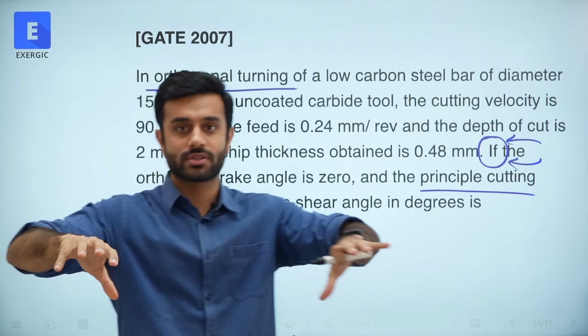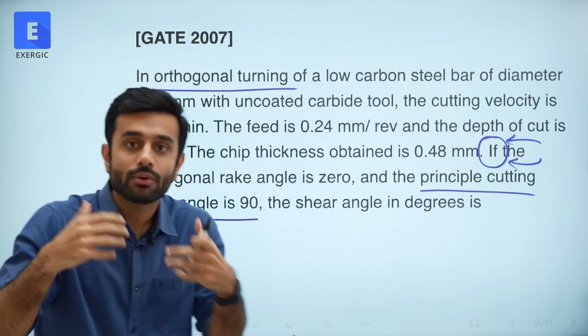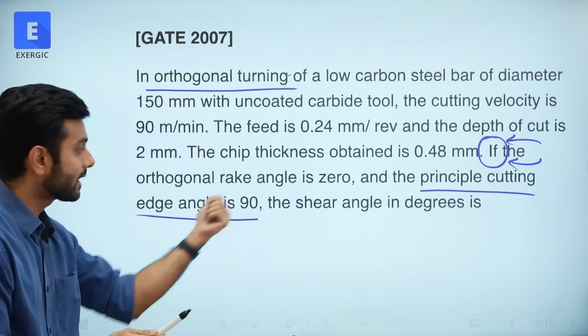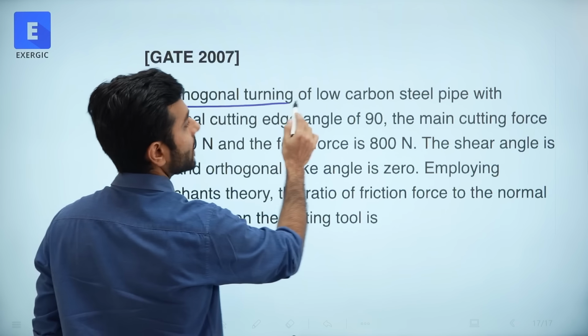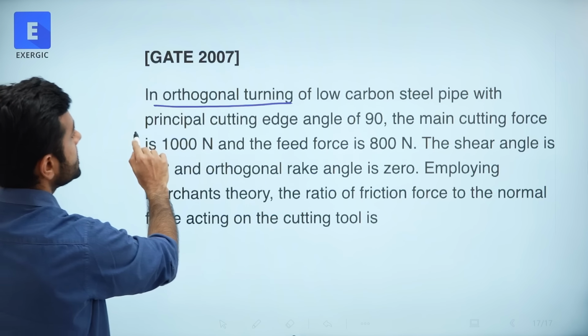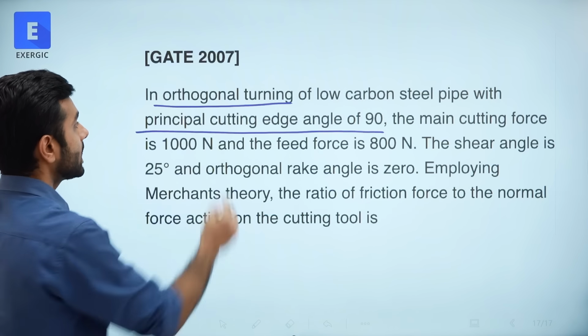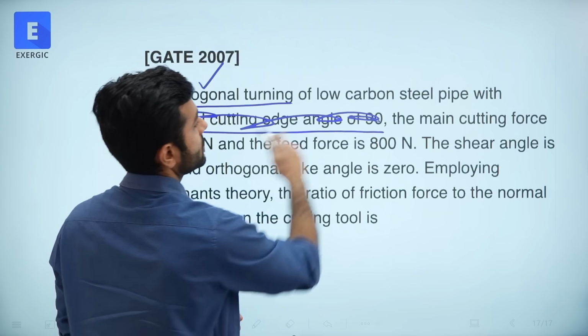There are two types, repeating again, two types of orthogonal cutting. It is giving you data for this orthogonal turning, take that one where principal cutting edge angle is 90. Same thing in another question: in orthogonal turning of low carbon steel, principal cutting edge angle is 90. What you are saying is that if this is true, this has to be true. If this has to be true, why is this given in the question?